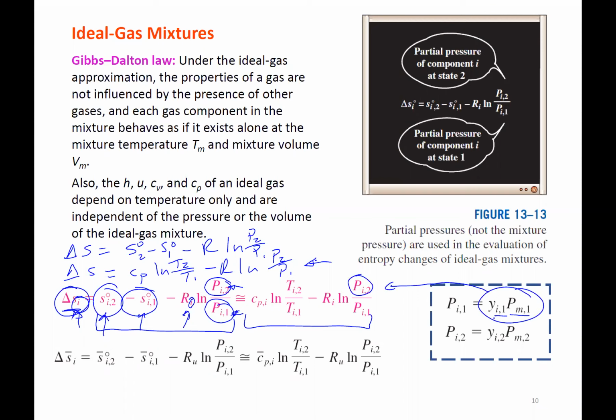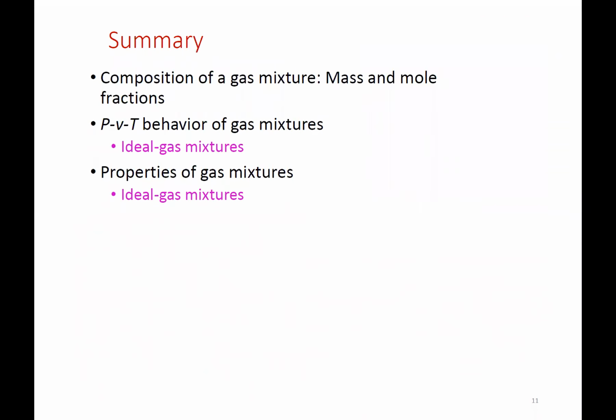Oh, that's state one, sorry. This one would be here, and then this one would be here. So this is the constant specific heat version with CP for that individual component. T2 over T1 is typically the mixture's temperature for states 2 and 1. All right, so that's it on the slides. Any questions? We'll do an example.